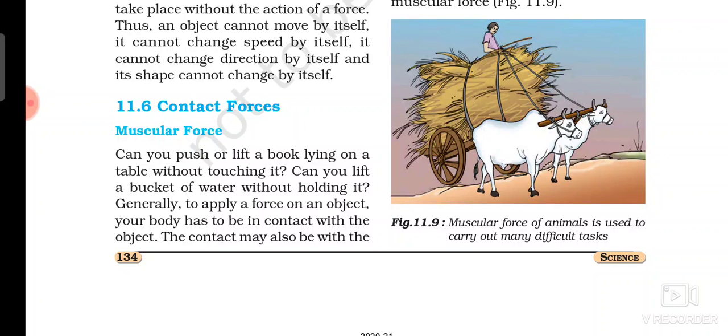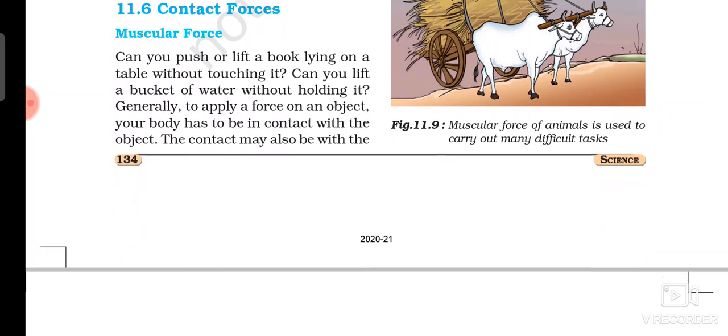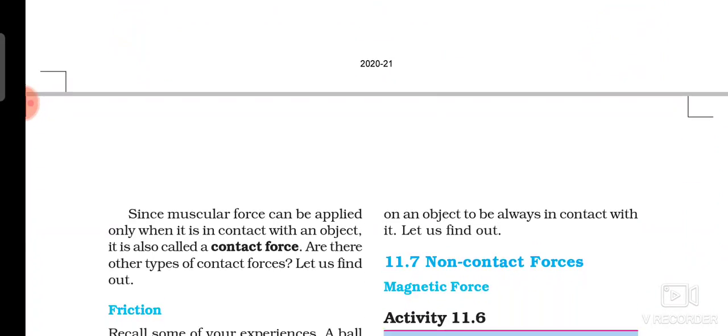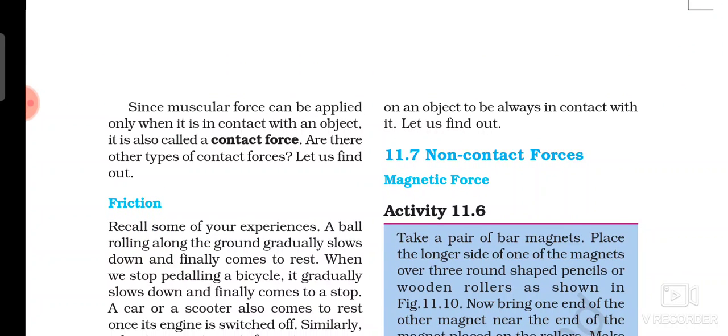So again we can take the example of cricket. Bowling or batting both give movement to a ball, right? And in both cases, we can say the force applied on the ball is muscular force. It is applied by our muscles, that is, we do that activity by our hands, by physical touch to that ball. Okay, so that is called muscular force.